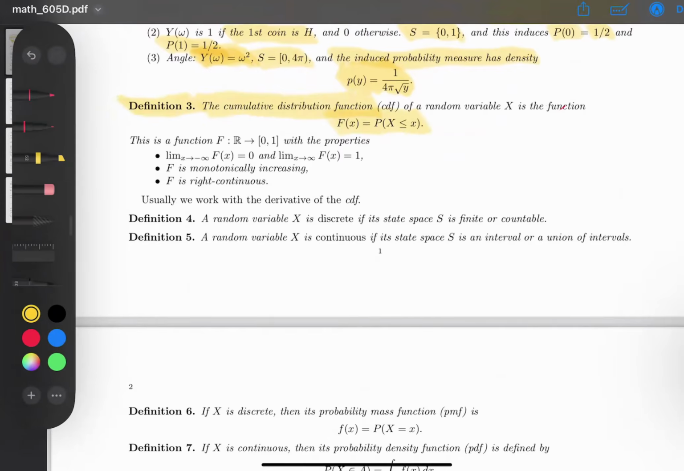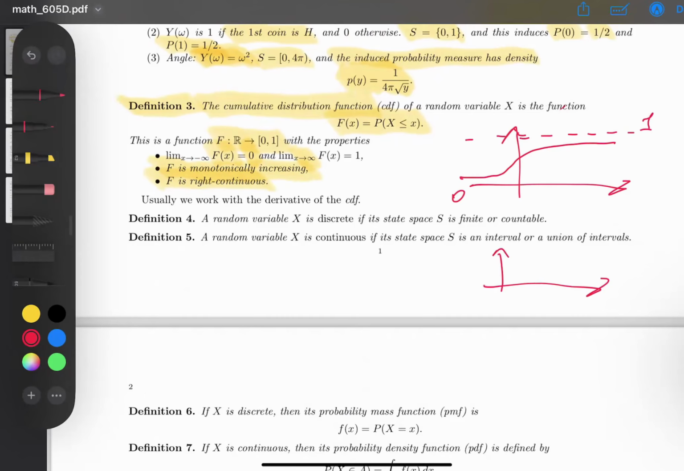So in other words, we have a function from real numbers to the interval 0, 1, with the properties that when x goes to negative infinity, F of x goes to 0. And when x goes to infinity, F of x goes to 1. So more or less, our function is going to look something like this. And our function is also monotonically increasing, and it's right continuous. Why right continuous? Because we're also going to consider functions of this form, where we allow jumps that look like this.